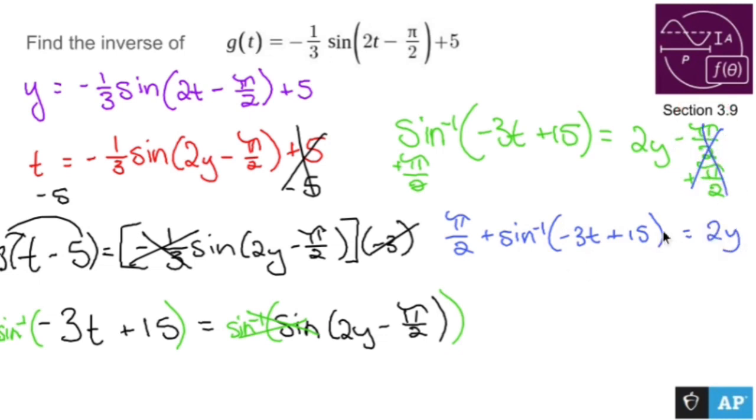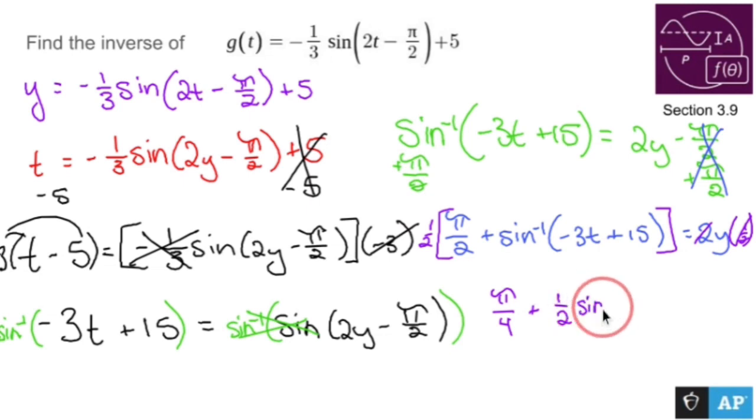I'm actually going to multiply everything by a half because I think that'll just make it look a little bit more pleasant. So I'm going to multiply everything by a half because that allows me to cancel these guys out. So big distributive property times a half is going to give me half of pi over 2, which is pi over 4, plus half of the inverse sine of negative 3t plus 15.